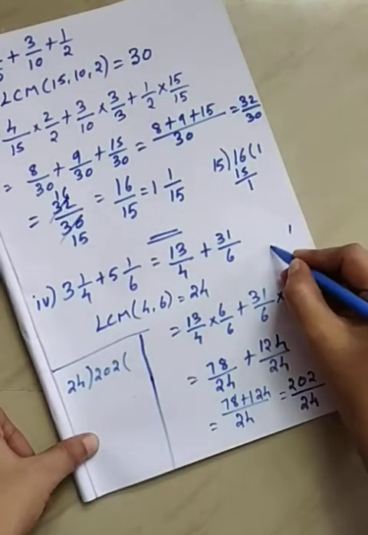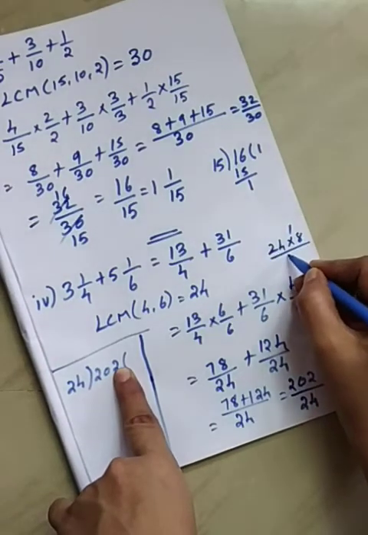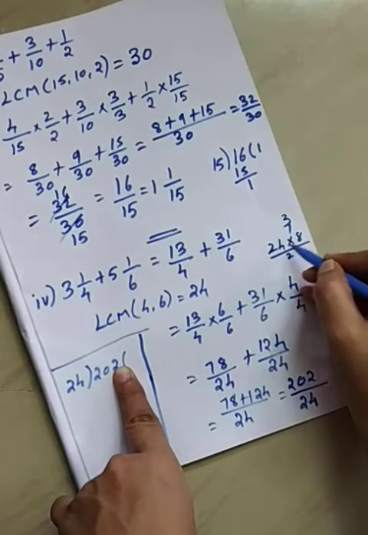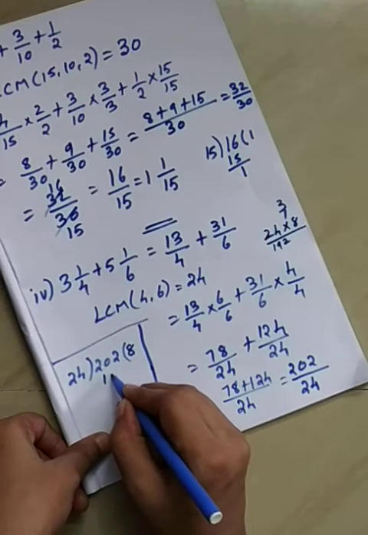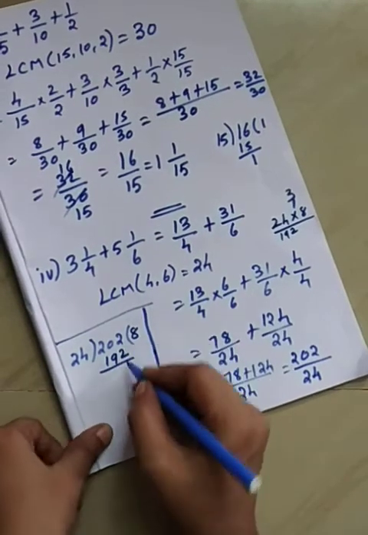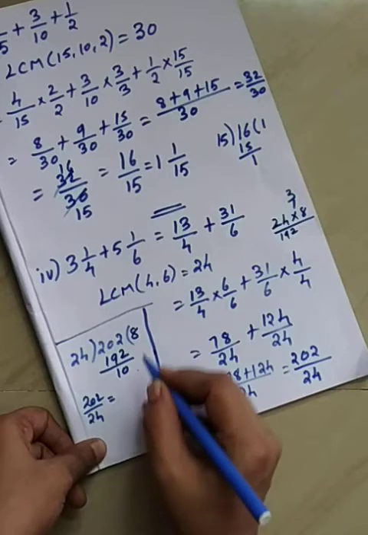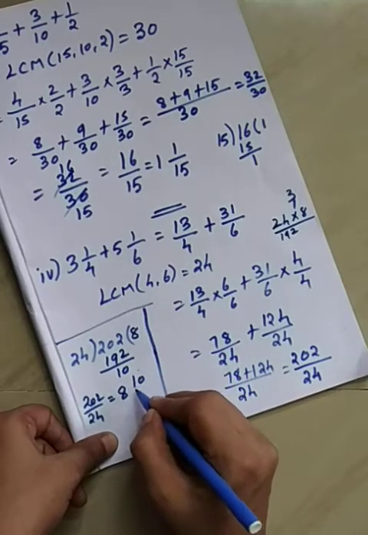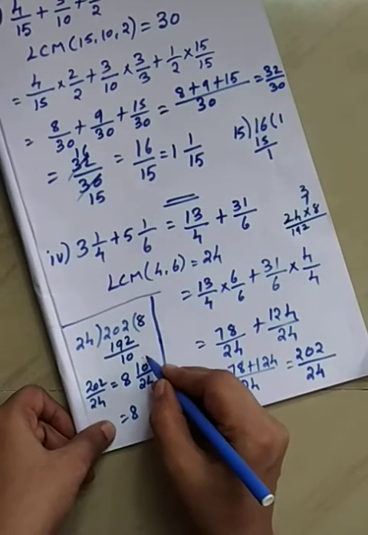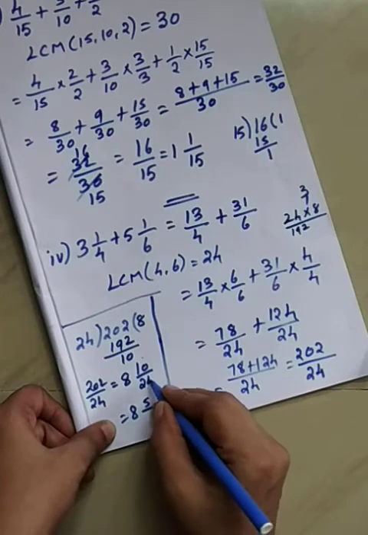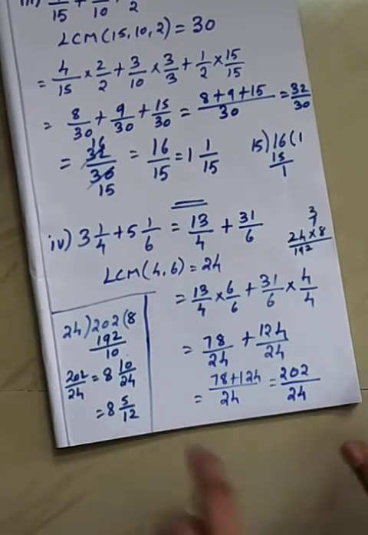See here, 24 into 8. Suppose you can take 8 4s are 32. 3, 8 2s are 16, 16 plus 3, 19, right? See here 8, 192. So 10. So 202 divided by 24 is nothing but write in this value 8, 10 divided by 24. Now simplifying in this one you will get here 5 divided by 12. So your answer is 8 into 5 by 12.